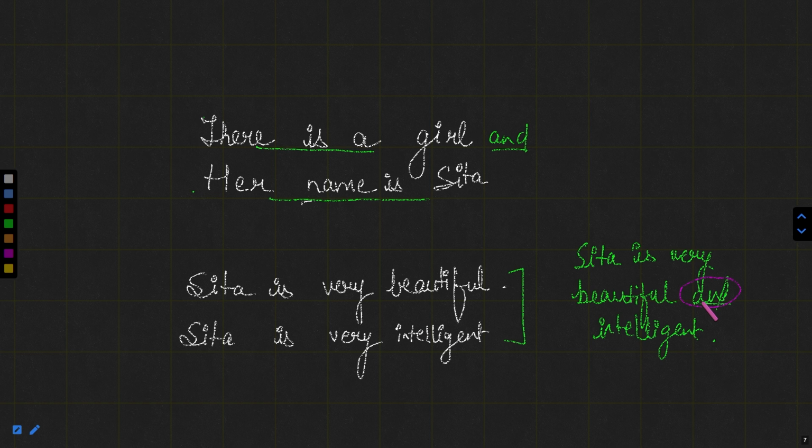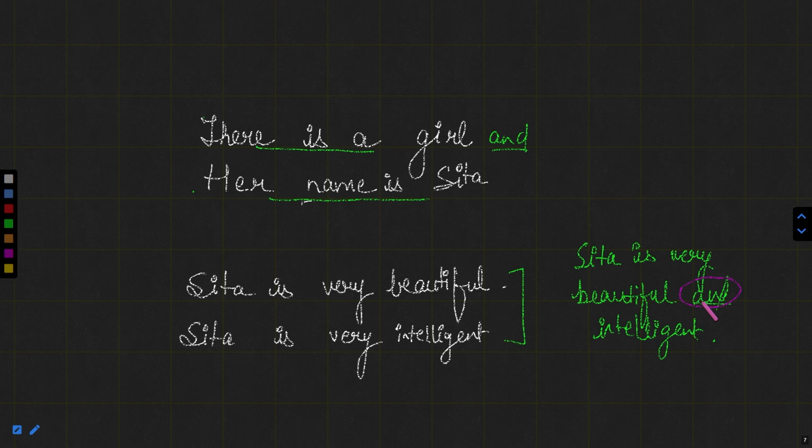For example, she went to Delhi, but she did not visit the monuments. These are two separate sentences, but we have joined them with the help of but. If I say she went to Delhi, this is one sentence. She did not visit the monuments, this is another sentence, and we are joining both sentences together with the help of but.